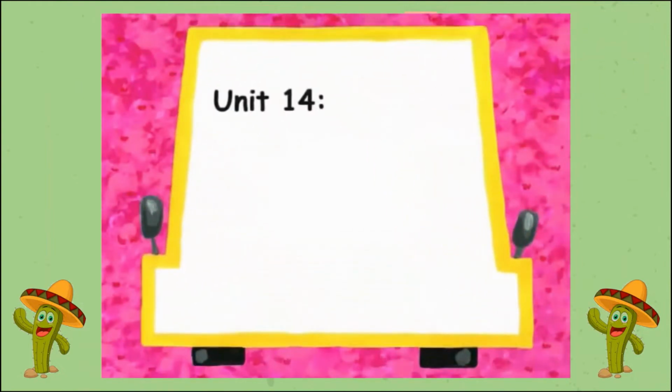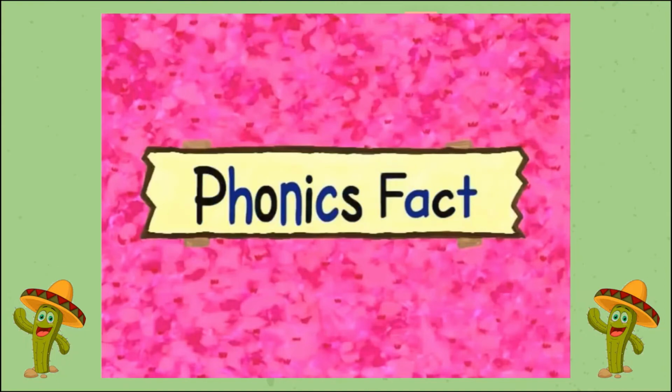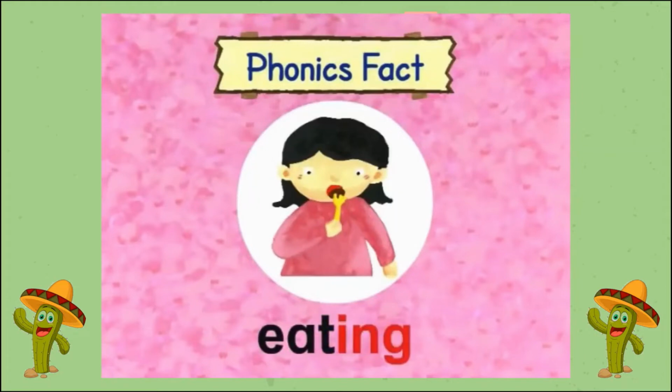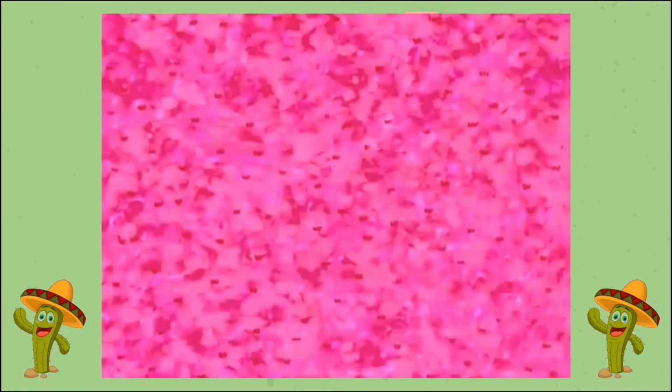Unit 14, Inflectional Endings, adding ing. Phonics fact. Hey kids, adding ing to a verb tells that the action is ongoing. When a verb ends with 1 or more consonants, we can just add ing. Let's take a look at the examples.